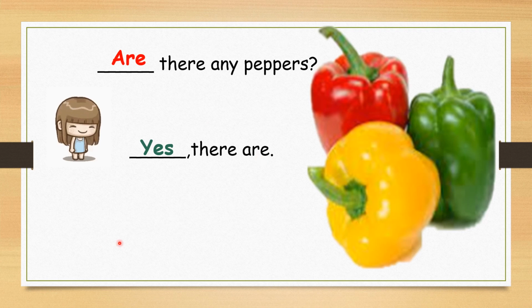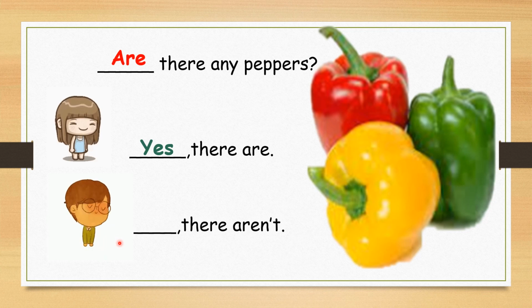Okay? Now, what about if that thing, the peppers, aren't available? The boy is shaking his head left and right. Is that yes or no? No. So no, there aren't. Remember, aren't is actually are not, but shortened to aren't. Okay, aren't is always used with no when the question starts with the word are or with plural nouns.